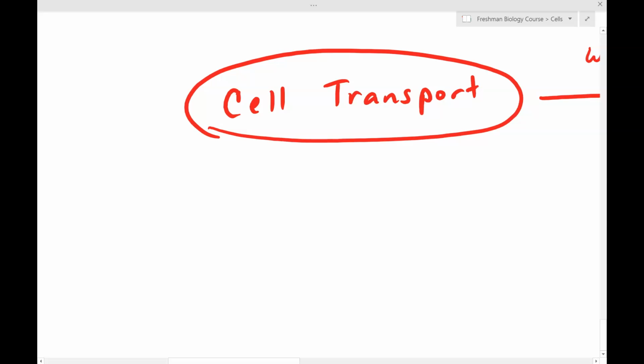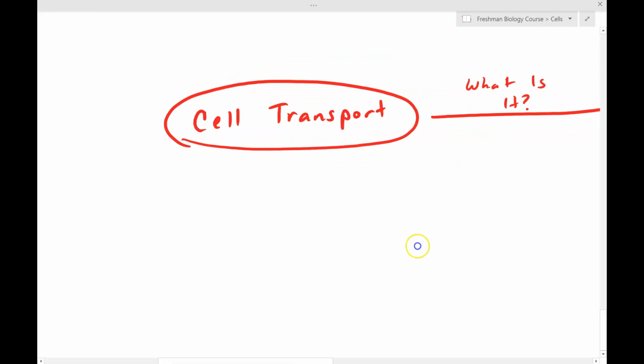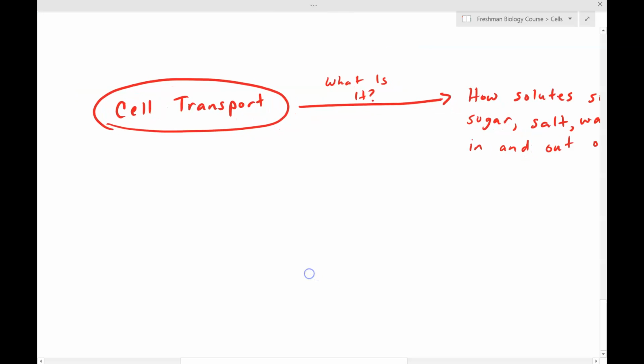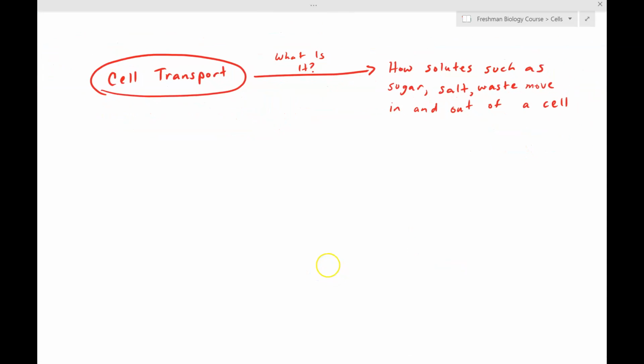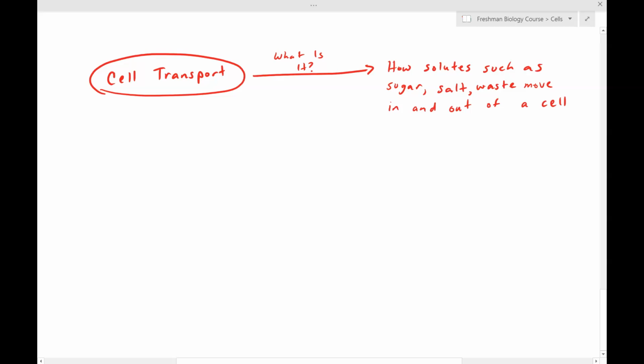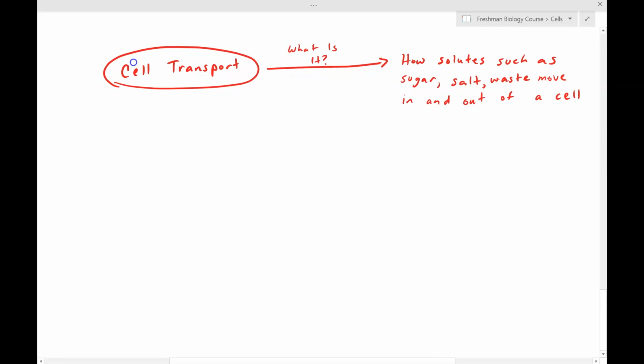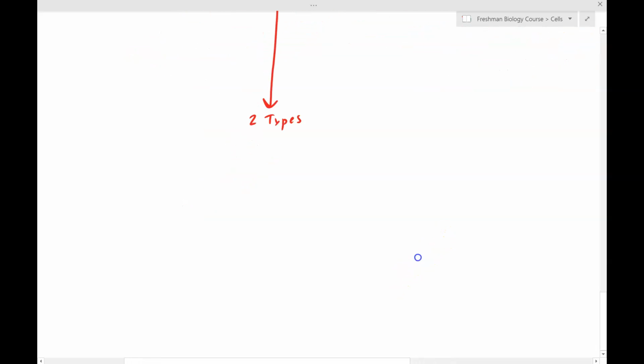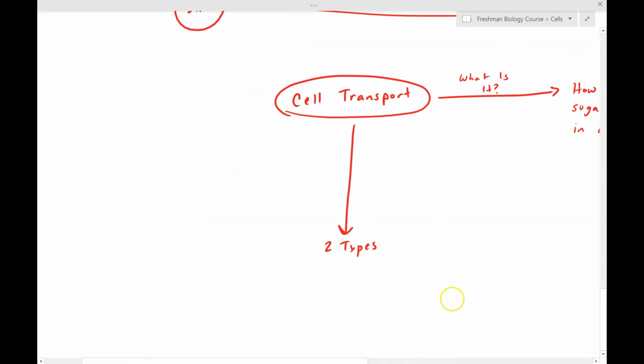All right, so moving on now, we're going to dive into cell transport. What is cell transport, you might ask? Well, we're looking at just how things, specifically things, solutes such as sugar, salt, or maybe some waste in the cell, how do they move in and out of the cell? Okay, so that is the primary focus of what we're getting into here today. So there's going to be two types of cell transport. So as we look at cell transport, we're going to focus on something that we call ATP.